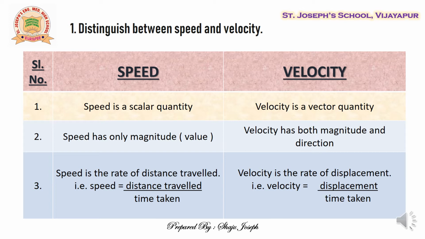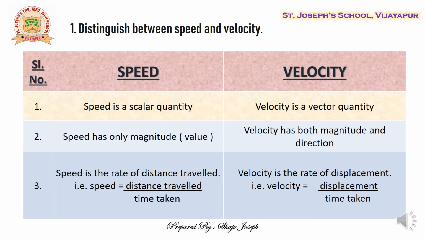Coming to the third point, we see the difference in the formulae. That is, speed is the rate of distance traveled, whereas velocity is the rate of displacement. So distance traveled, we have seen that all the path that the object travels is considered, whereas displacement is the shortest distance between the initial point and the final point.